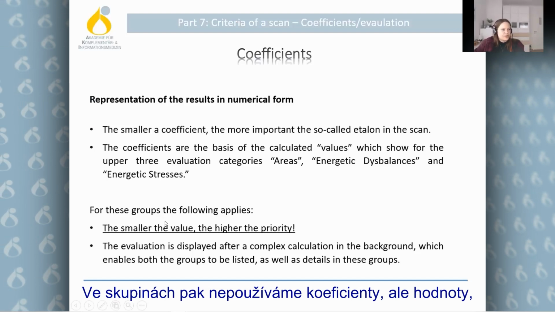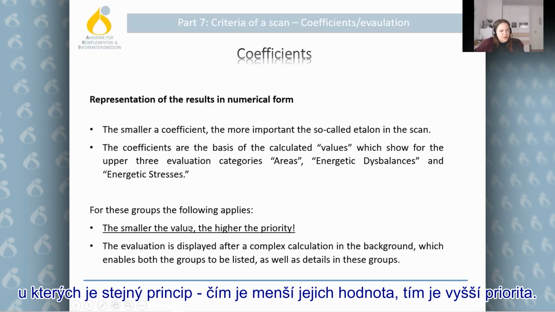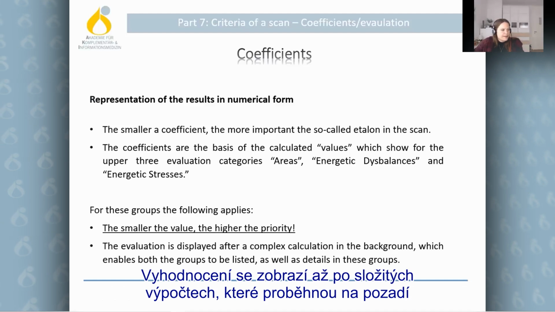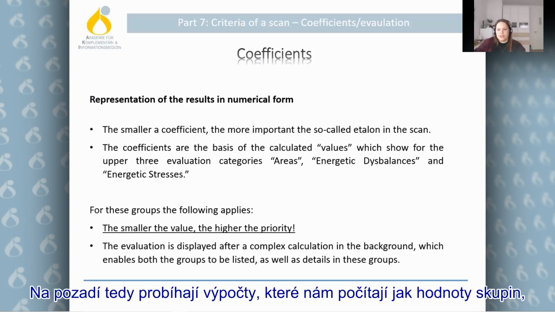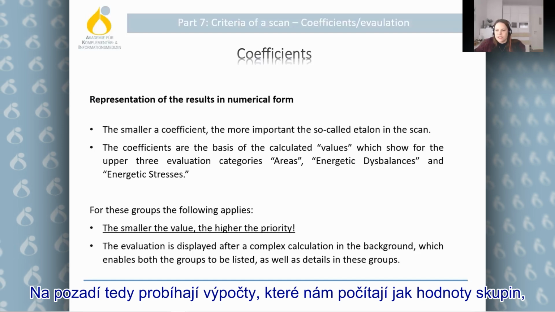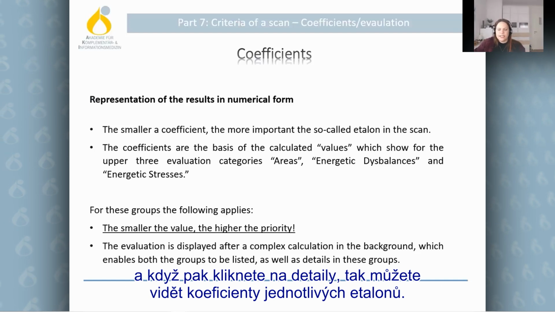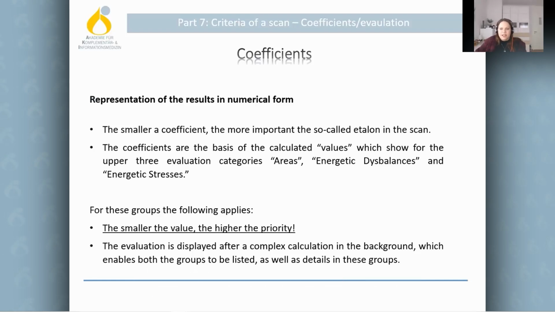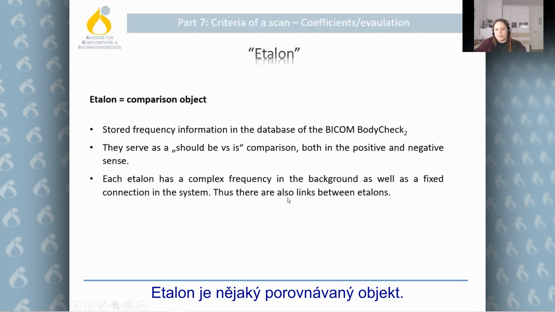With the groups, we don't use the coefficient, we use the value, but it works the same way. The smaller the value, the higher the priority. The evaluation is displayed after a complex calculation in the background, which enables both the groups to be listed as well as details in these groups. So a background calculation calculates the values of the groups, and when you click on show details, you can see the coefficients of the single echelons. An echelon is called a comparison object.